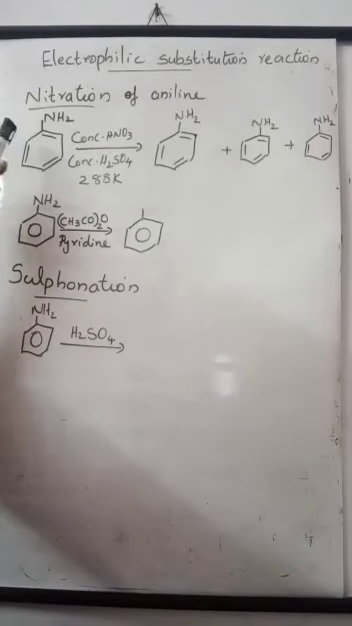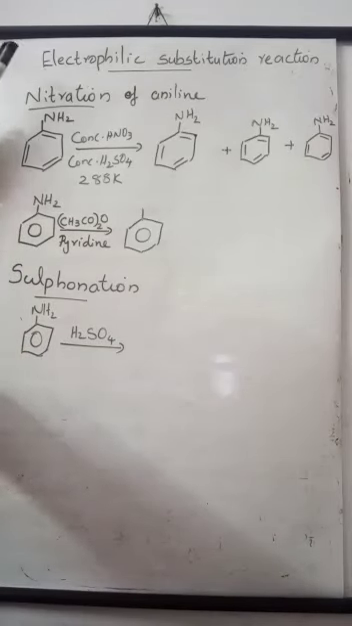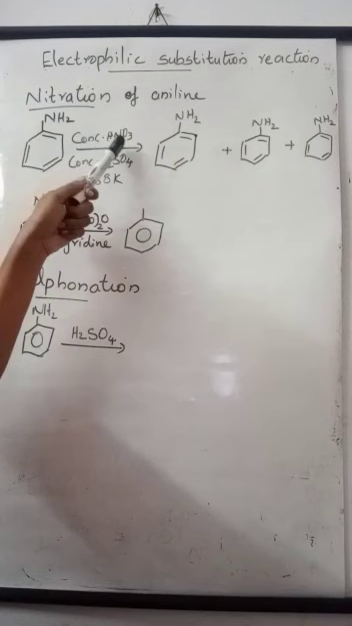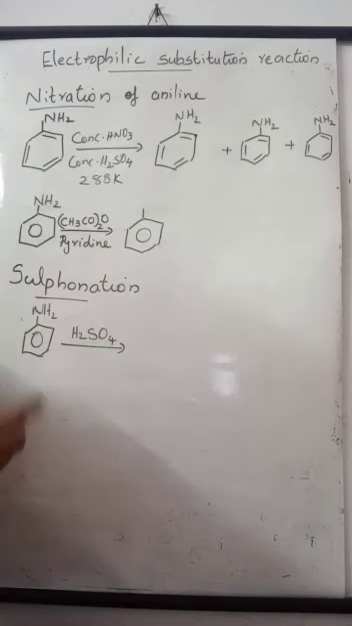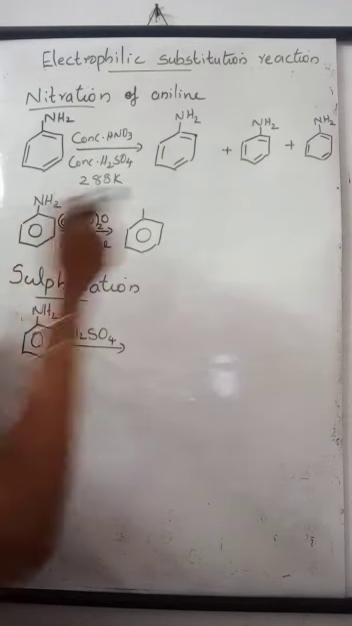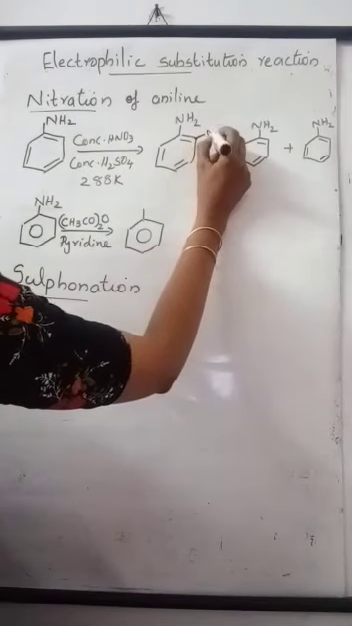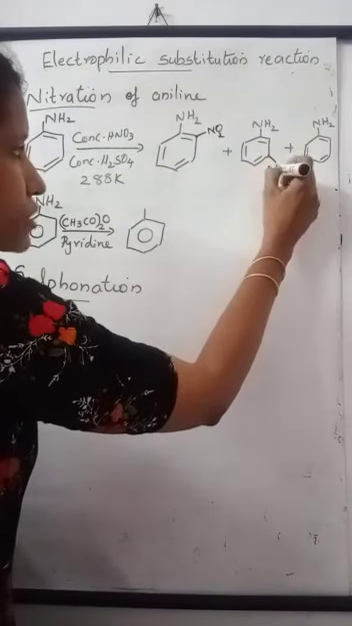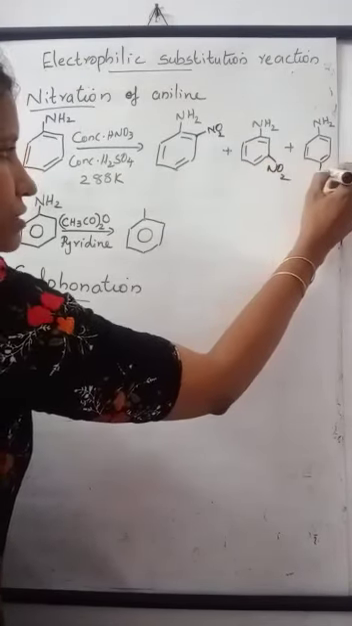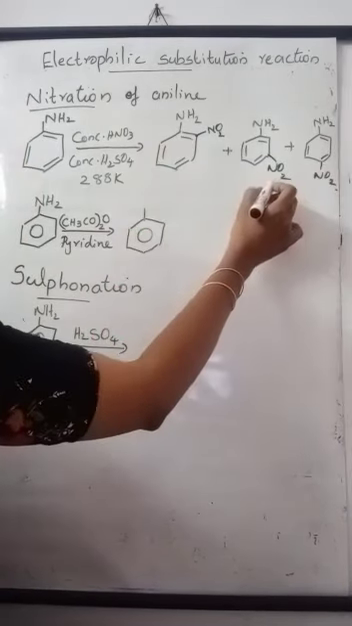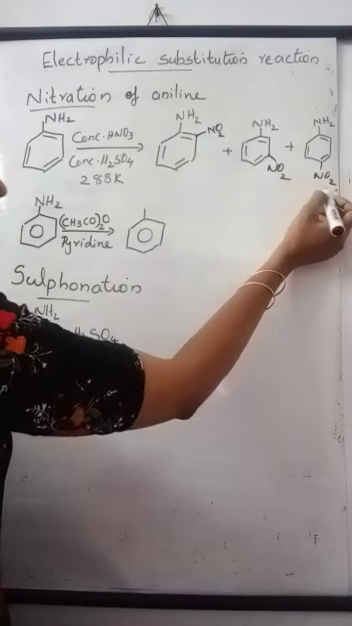Nitration of aniline. Nitration is another example of electrophilic substitution reaction. Aniline on nitration with the nitrating mixture, concentrated HNO3 and H2SO4 mixture, gives three products. A mixture of three products will be obtained in which the nitro group is substituted in the ortho position, meta position and para position. We get orthonitroaniline, metanitroaniline and paranitroaniline.